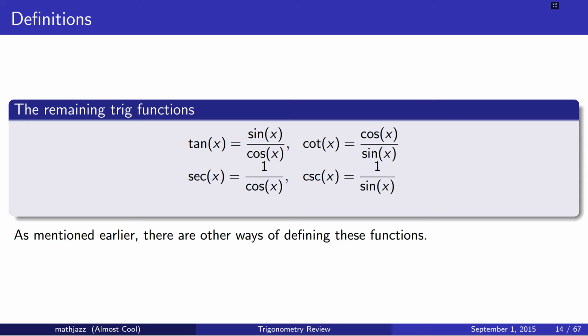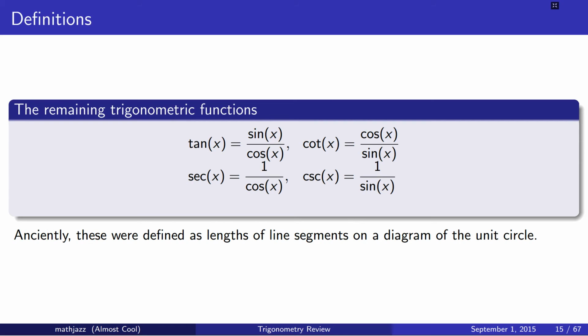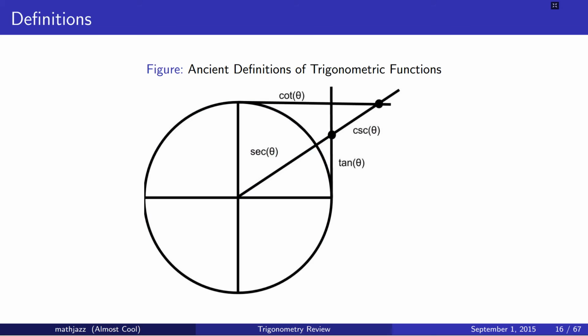This is probably not going to show up on any calculus class. It's definitely not going to show up on a calculus test. But anciently, these ratios were defined as lengths of line segments on the diagram of a unit circle, much in the same way that we defined the sine and cosine on a unit circle. Here's a diagram that shows that. I'm going to color these lines so that we can see what line segments we're actually talking about here. And again, this probably won't show up on any calculus test for any calculus class, but it's interesting nonetheless.